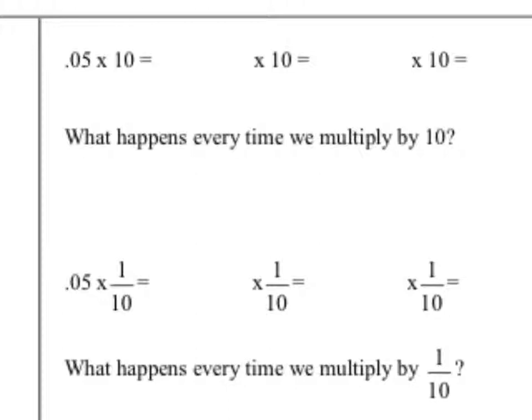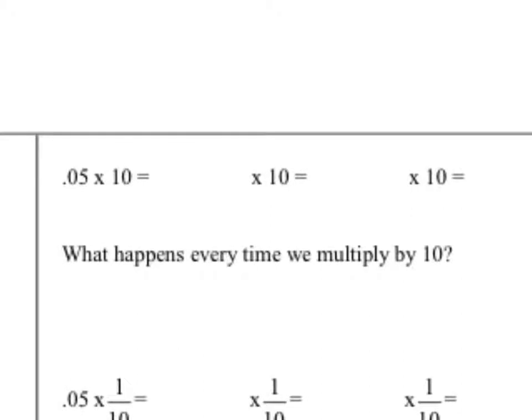Andrea B., what'd you get? I got 0.5. All right, she got 0.5. Now I want you to take that 0.5 and multiply it by 10 again. 0.5 times 10, what'd you get, James? 5.0, or just 5. 5 times 10 is 50.